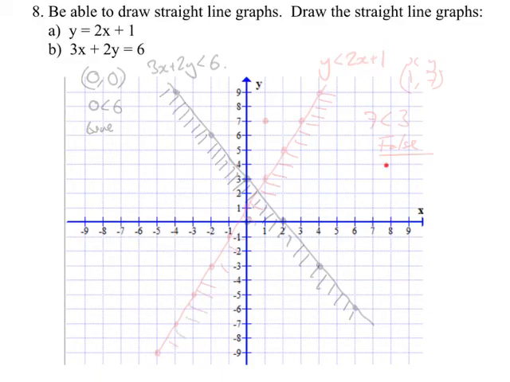Well, that is just false. There's no getting around that. 7 is not less than 3. So we are on the wrong side of our line with this point. That's on the wrong side of the line. So the side that conforms to the inequality is the side that we've just shaded.